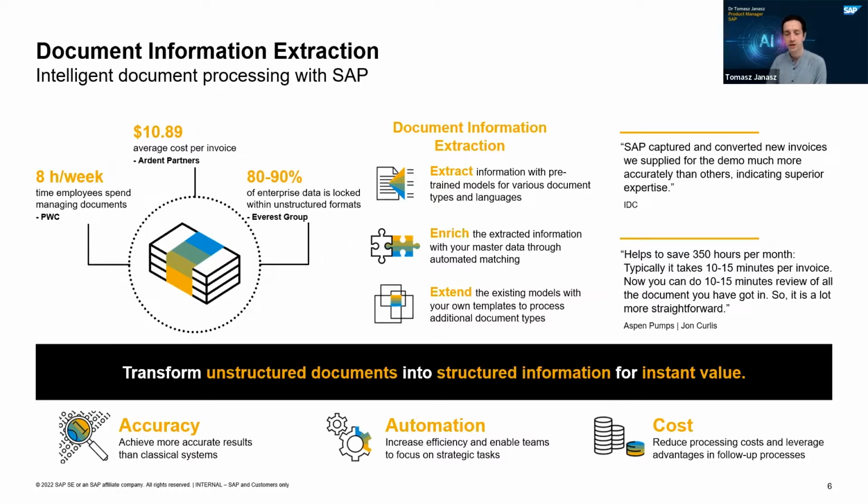When it comes to the cost reductions, one of our customers, John from Aspen Pumps, said that document information extraction, which in their case is being used for intelligent invoice scanning, saves up to 350 hours per month. Previously, it typically took them 10 to 15 minutes to process a single invoice. Now they can process within the 10 to 15 minutes all the documents that they upload in bulk.